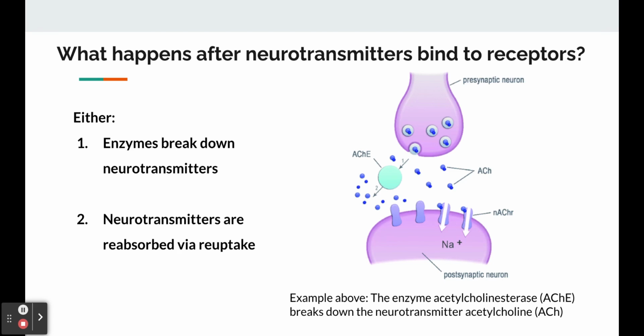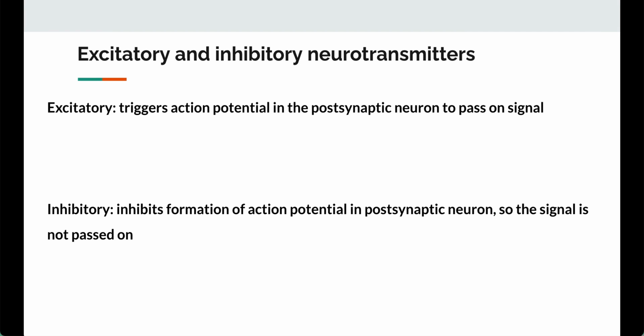So then what happens to the neurotransmitters after they trigger an action potential? In some cases, the enzymes in the synapse break down the neurotransmitters so they don't continue triggering the neuron. Other times, they are reabsorbed in a process called reuptake.